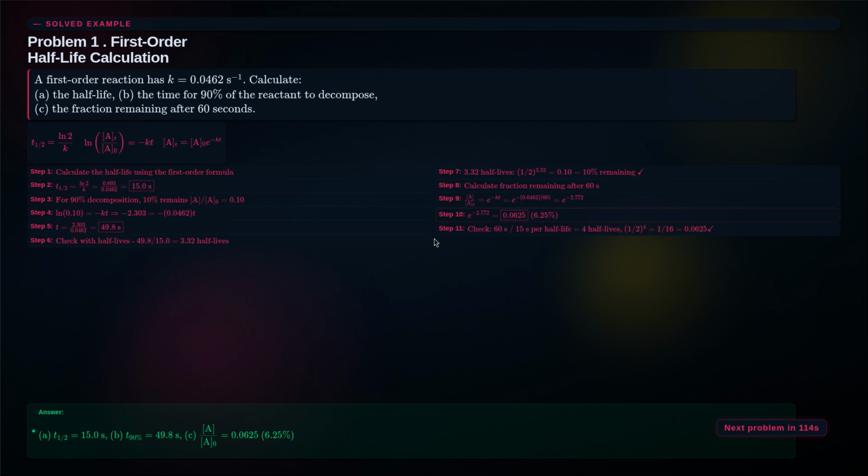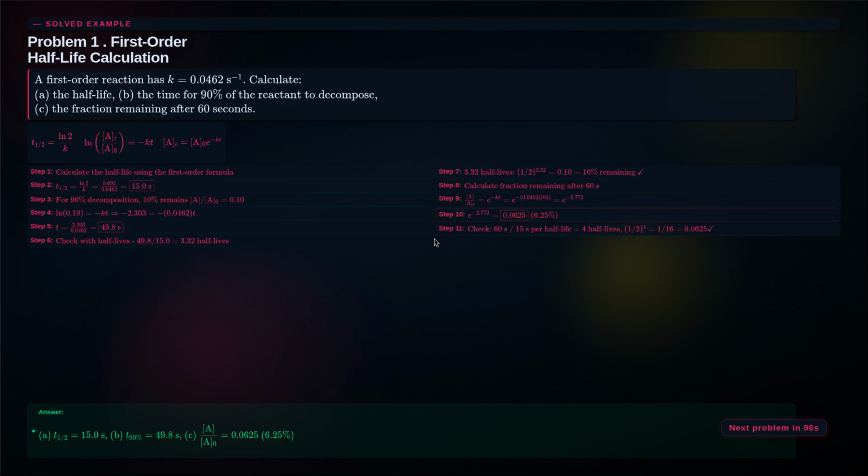Step 1. Calculate the half-life using first-order formula. T1/2 equals ln2 over K. Using 0.693 divided by 0.0462, we get exactly 15.0 seconds.